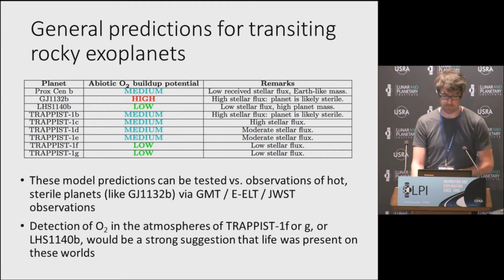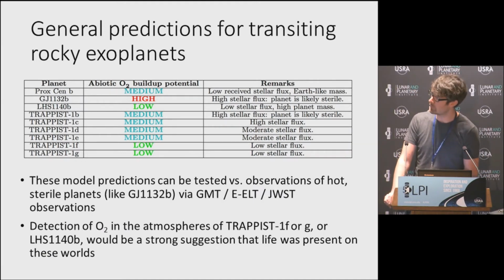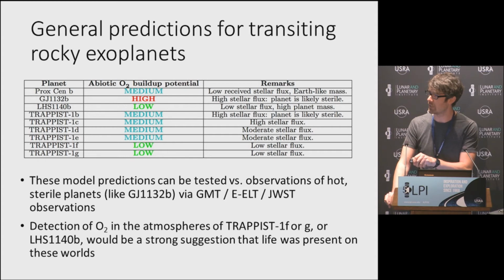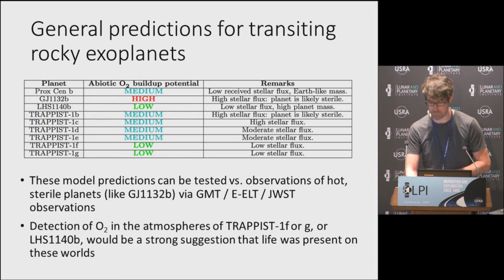The general predictions that come out of this model for a range of the most recently discovered transiting low-mass exoplanets are summarized here. I think the two most important points are, first, that for the hot planets, which are extremely unlikely to have life, we have an independent way of testing this modeling through observations. For the colder planets, the detection of O2, I think, would be a strong suggestion that life was present on these worlds, because we don't expect through these mechanisms that O2 buildup is going to be significant.